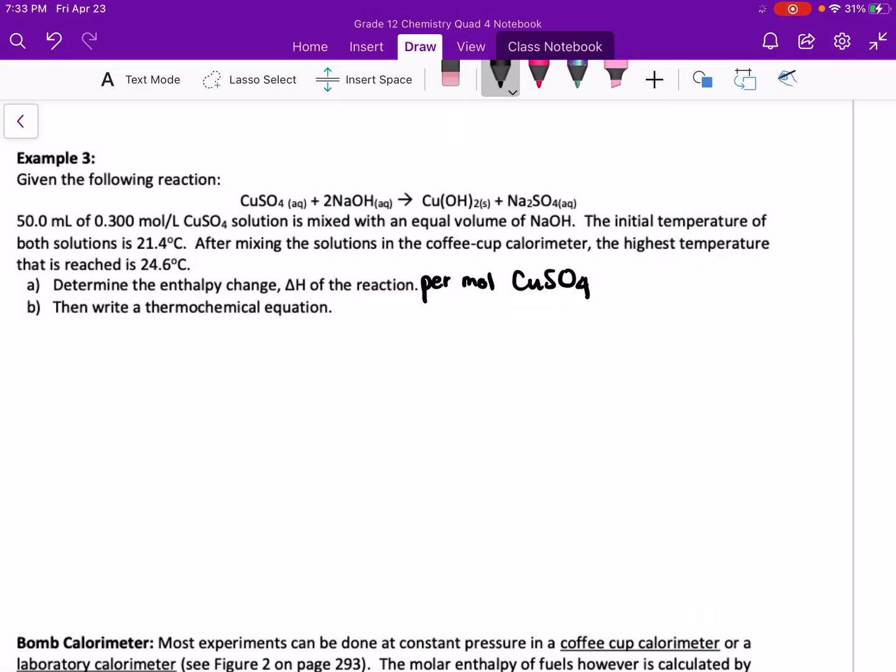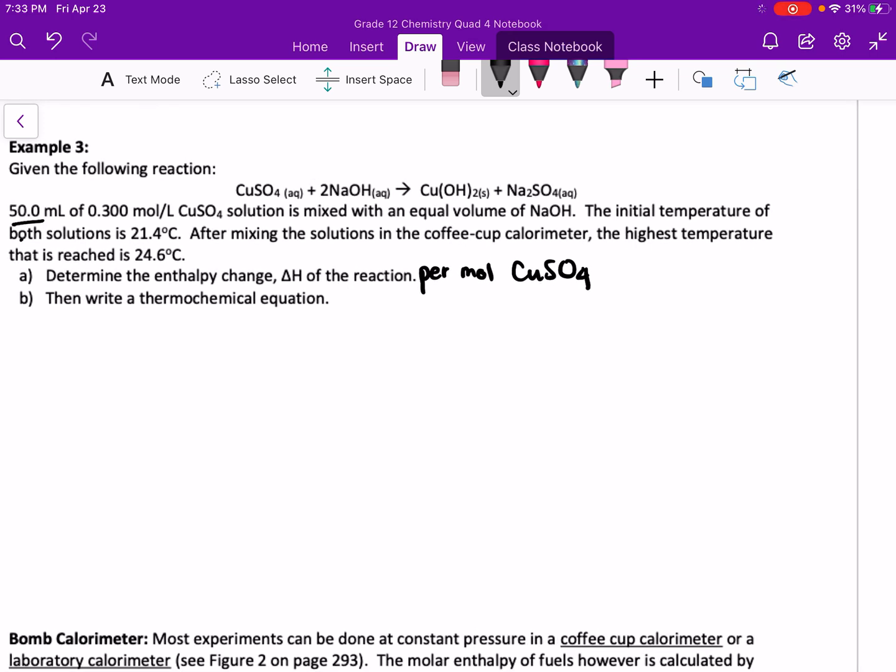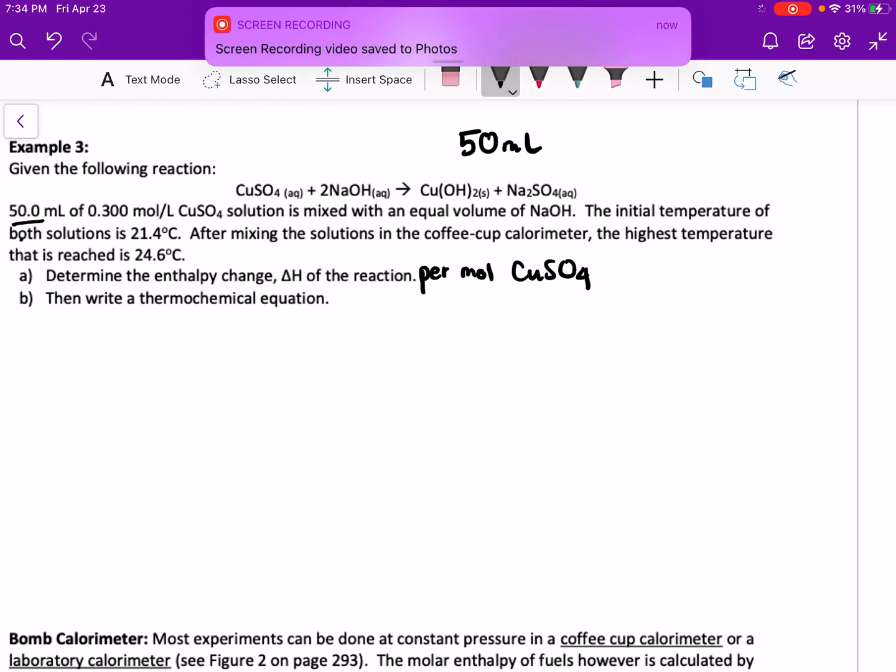In this example, we're going to look at copper(II) sulfate and sodium hydroxide. If we put 50 milliliters of 0.3 mole per liter copper(II) sulfate solution with an equal volume, so 50 milliliters, of NaOH, the initial temperature of both solutions is 21.4 degrees. After mixing the solutions in a coffee cup calorimeter, the highest temperature that is reached is 24.6 degrees Celsius.